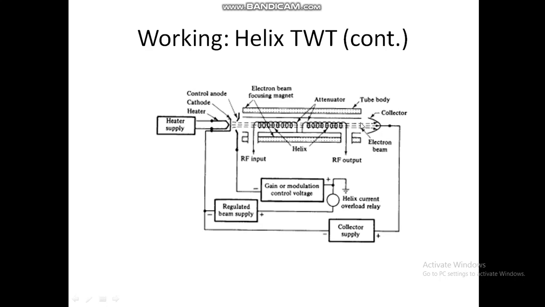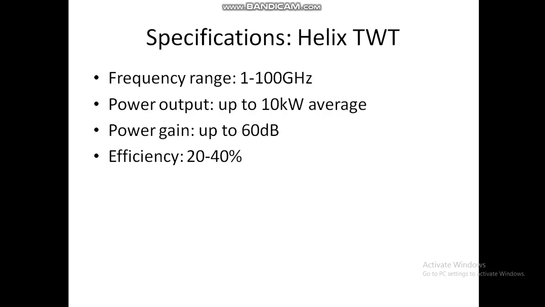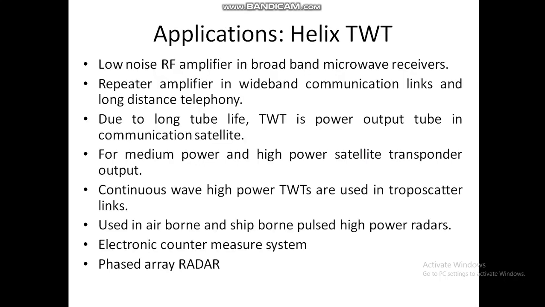And the last is the collector. This is used to collect the electron beam. Now some specifications are: frequency range of this TWT is 1 to 100 gigahertz. Average output power is up to 10 kilowatt, and power gain is 60 dB. Efficiency is 20 to 40%.